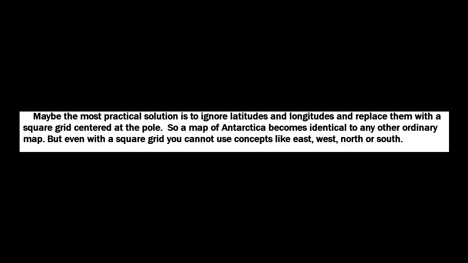Maybe the most practical solution is to ignore latitudes and longitudes and replace them with a square grid centered at the pole, so a map of Antarctica becomes identical to any other ordinary map. But even with a square grid, you cannot use concepts like east, west, north, or south.